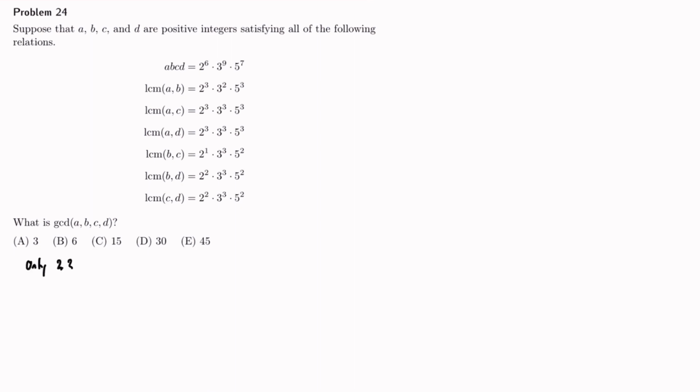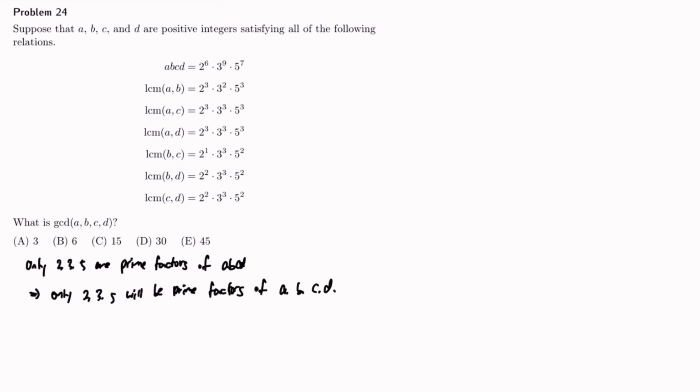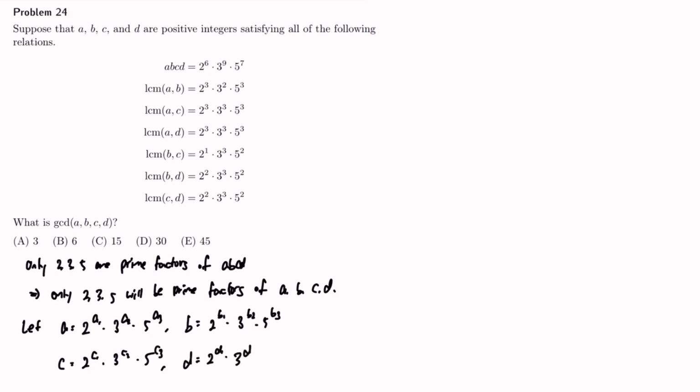The solution is, notice that because the prime decomposition of a, b, c, d consists only of 2, 3, and 5 as prime factors, each of them should contain only 2, 3, and 5 as prime factors. Now let a equal 2 to the power of a1 times 3 to the power of a2 times 5 to the power of a3, b equal 2 to the power of b1 times 3 to the power of b2 times 5 to the power of b3, and c equal 2 to the power of c1 times 3 to the power of c2 times 5 to the power of c3. We will now find each exponent using the conditions given.